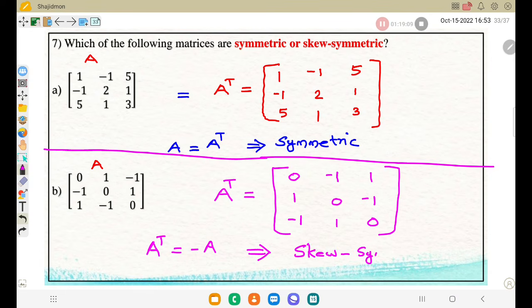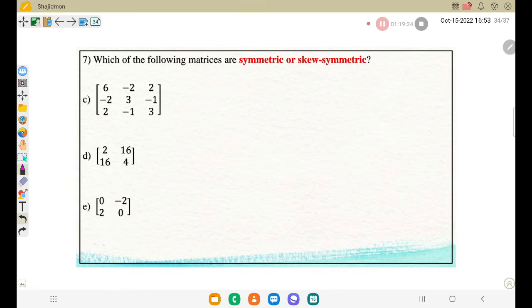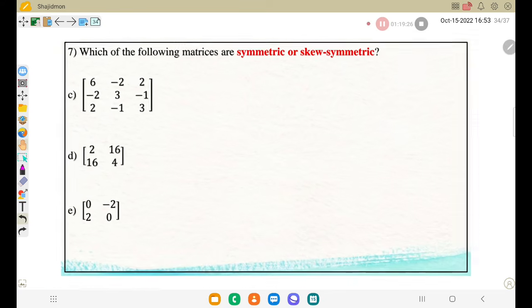Skew symmetric. As I told you, how to identify that one easily? Just take the diagonal numbers. The diagonal numbers should be 0 there. Skew symmetric. Okay, now we will go to the 7C part of the question.